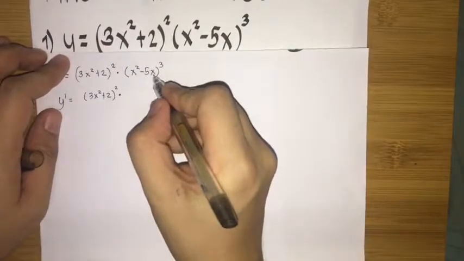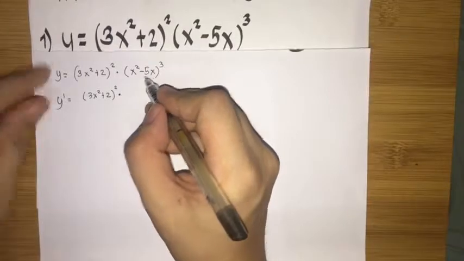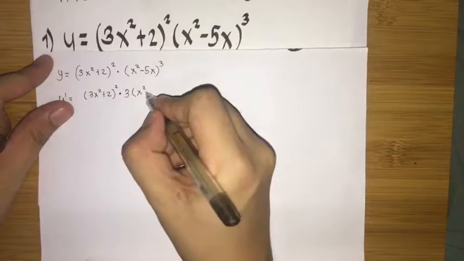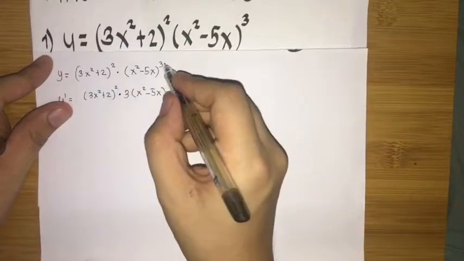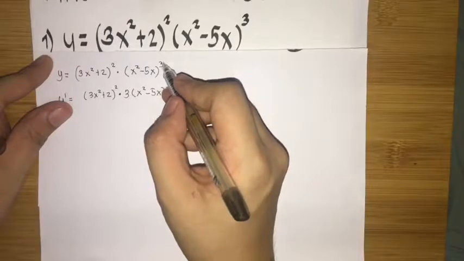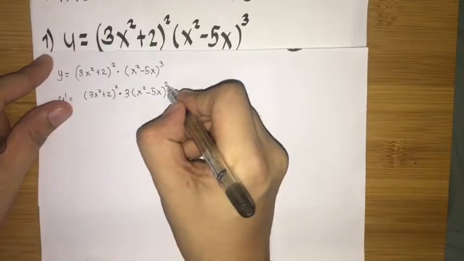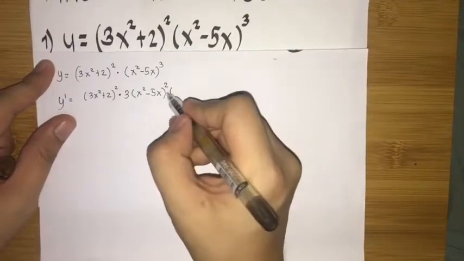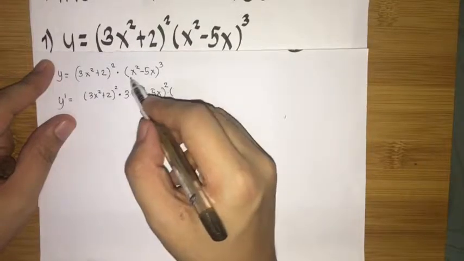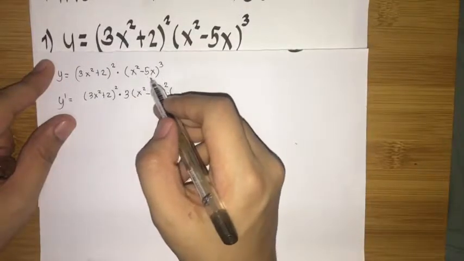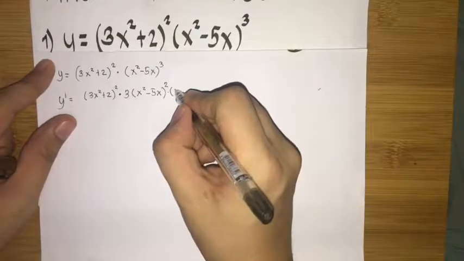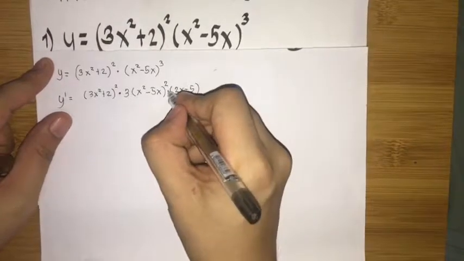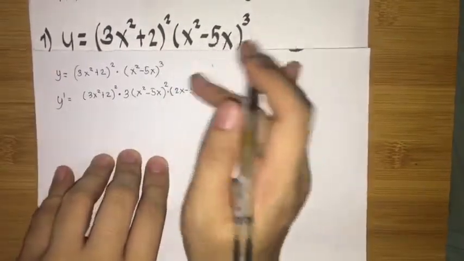So applying chain rule to find the derivative of the second function, we have 3 times, copy the inside, x squared minus 5x, then applying power formula, 3 minus 1, so it will have an exponent of 2, and then we'll have to multiply it by the derivative of the inside function. So it is equal to 2x minus 5. So we're done for the first term of the product rule.